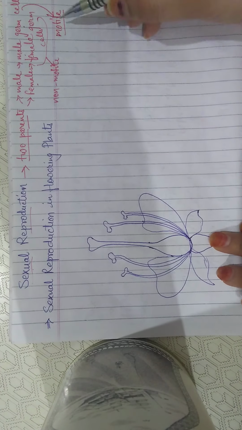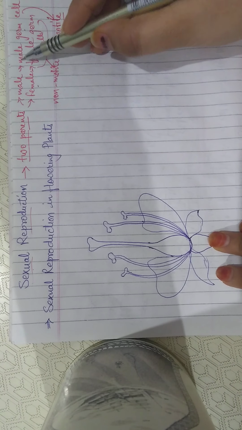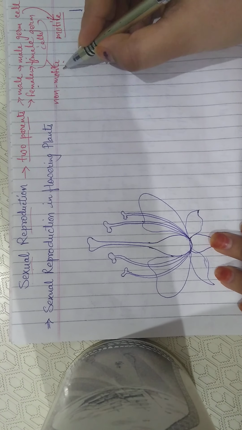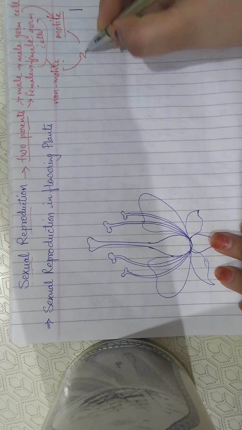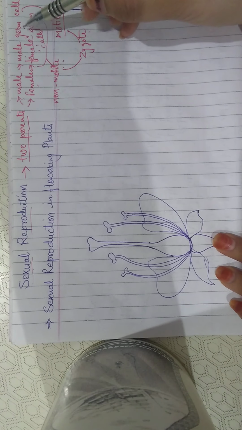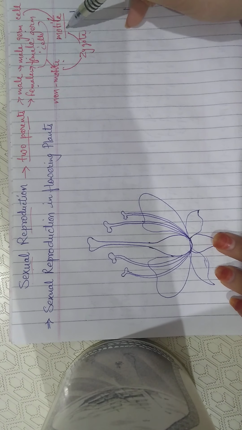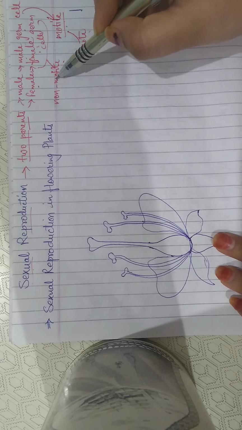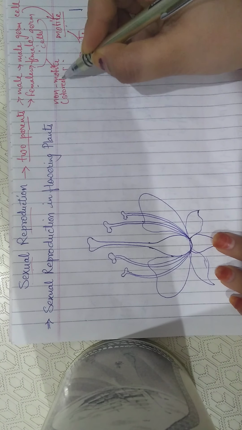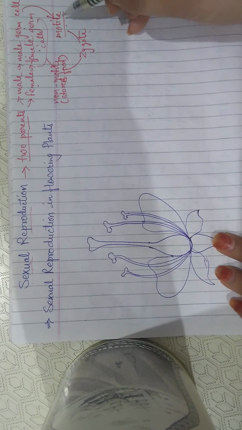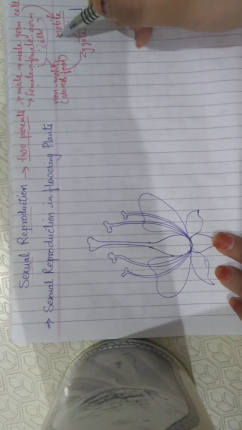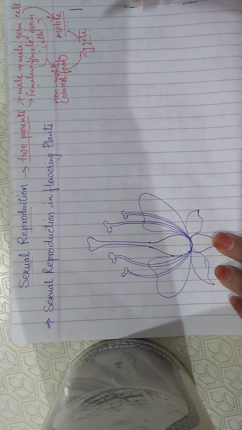Okay, now we know that during sexual reproduction, male germ cell and female germ cell fuse with each other to form a zygote. So for this fusion, these two germ cells have to come closer, and male germ cell is motile, that's why it moves. The male germ cell moves to the female germ cell, which is non-motile, and it stores food. So the male germ cell reaches the non-motile female germ cell and then fuses with each other and forms the zygote.